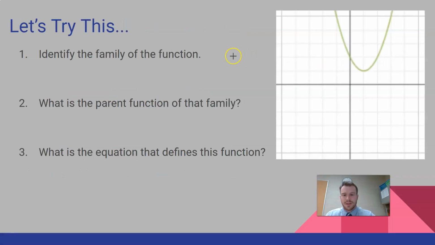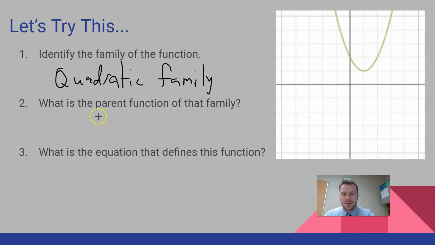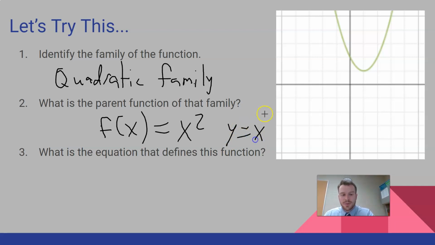Now let's try this. The first problem says to identify the family of the function. Well, we recognize this shape. It's actually a parabola. I don't think I mentioned that earlier. Quadratics are always in the shape of a parabola. So this belongs to the quadratic family. The parent function of the quadratic family is f of x, or remember you can say y instead of f of x, f of x equals x squared, or you could say y equals x squared, either one.